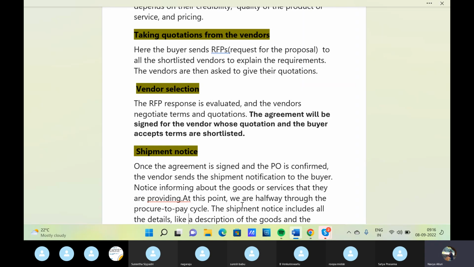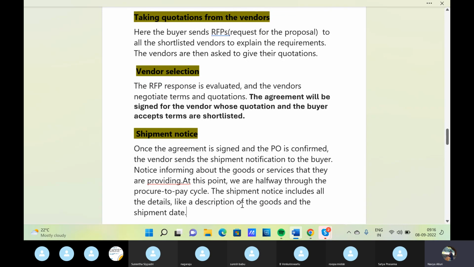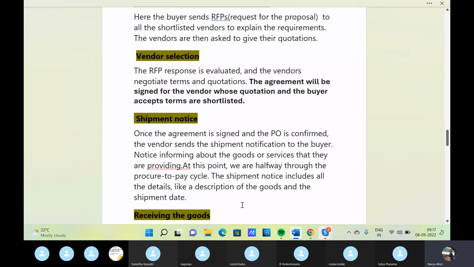After that, confirmation about the materials. The company will confirm with the vendors. Before we confirm, we check the information one more time. After that, the company will select the vendors.